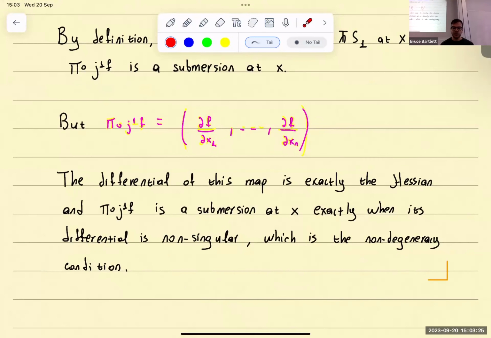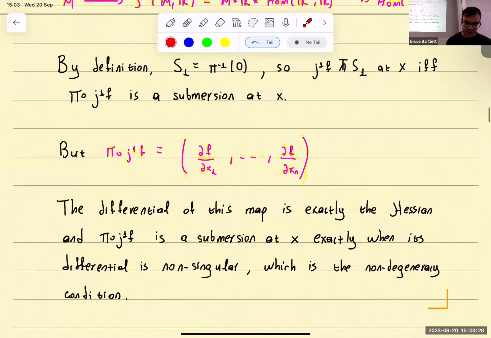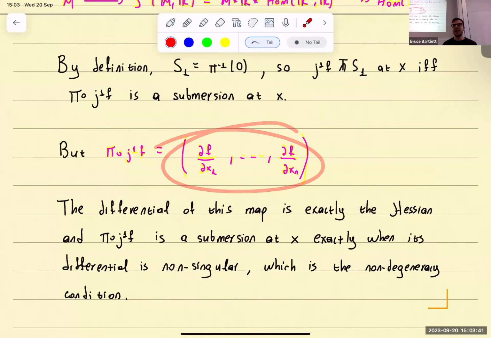And now, when is this map going to be a submersion? This map is going to be a submersion precisely when its differential is non-singular. But the differential of this map is just the Hessian. It's just the second derivative matrix. And the Hessian being non-singular is exactly the non-degeneracy condition. So that's where. Yeah, that's very elegant.